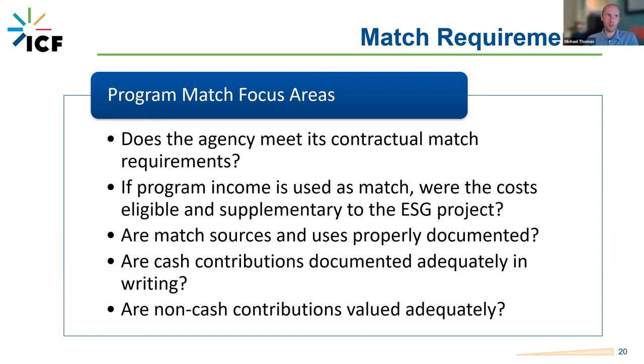If program income is used as match, were the costs eligible and supplementary to the ESG project? The ESG program interim rule requires program income to be turned back around and used as match. Are match sources and uses properly documented? When you think about match funding and the accounting system, how are the match sources documented and accounted for? And then how are the uses of match funds accounted for? Are cash contributions documented adequately in writing? So, not just in the accounting system, but cash contributions must be documented in writing.